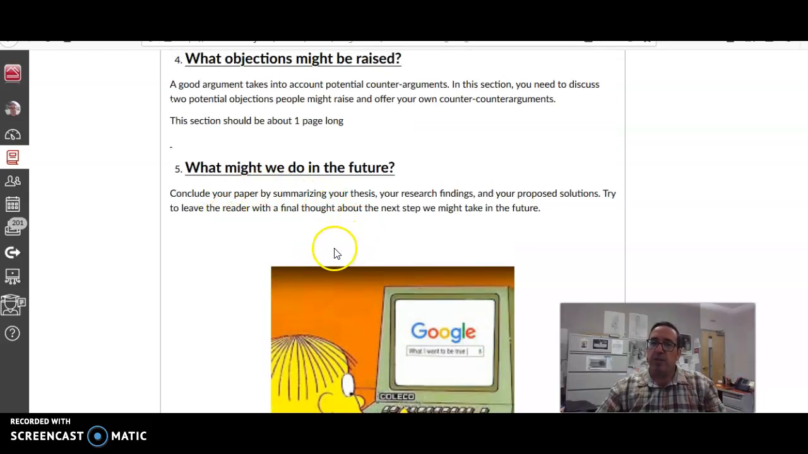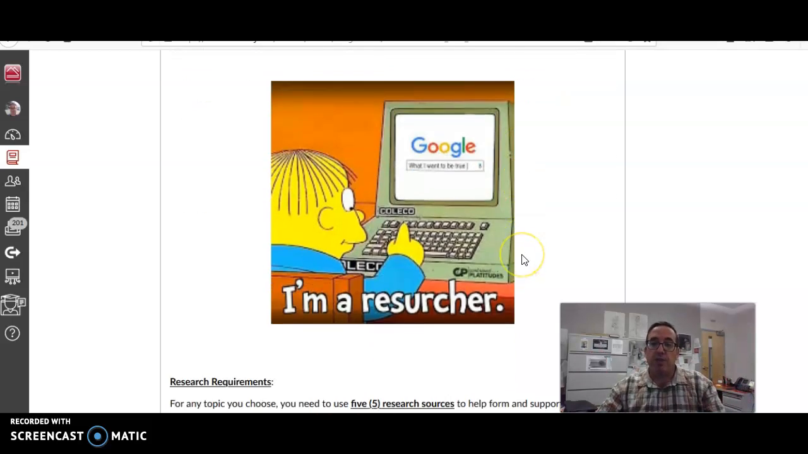And then conclude with what we might do in the future. Right? Summarize your thesis, some of your findings. Don't go point by point, of course, just a brief summary, and try to leave your reader with a final thought about the specific next step we need to do to solve your specific problem that you've been outlining. You don't need to solve conspiracy theories in general. You don't need to solve QAnon as a whole, right? You just need to focus on your specific part of that issue, okay?